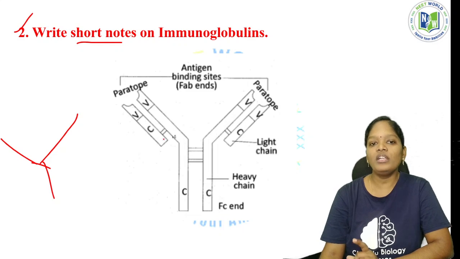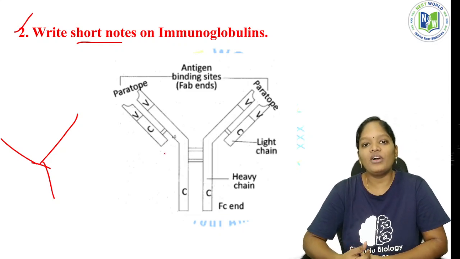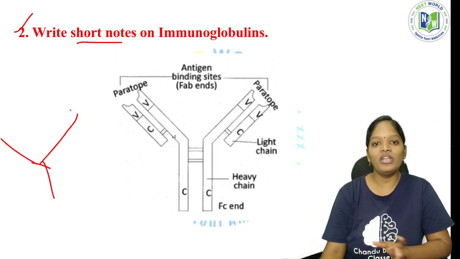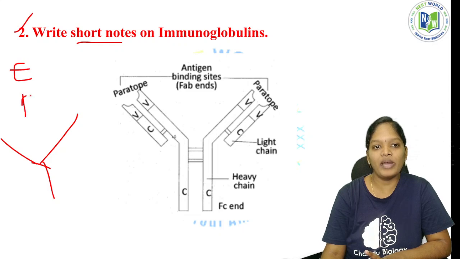So what are all the things present in the antibody? Antibodies are technically called immunoglobulins. Don't confuse the words antibody and immunoglobulin, both are the same. You should also know the difference between two other words: epitope and paratope.